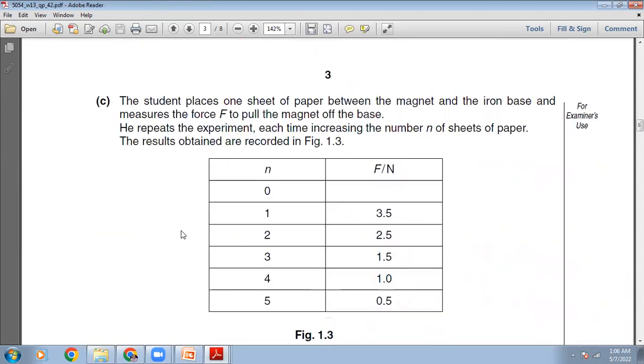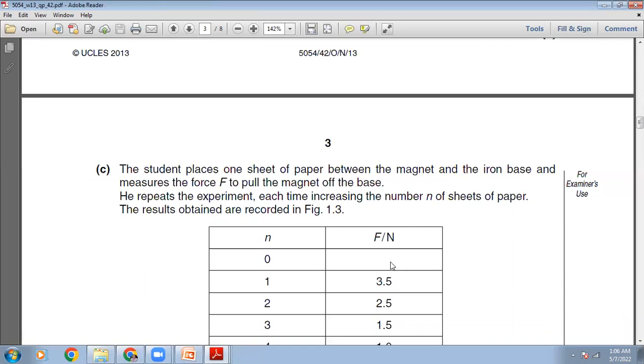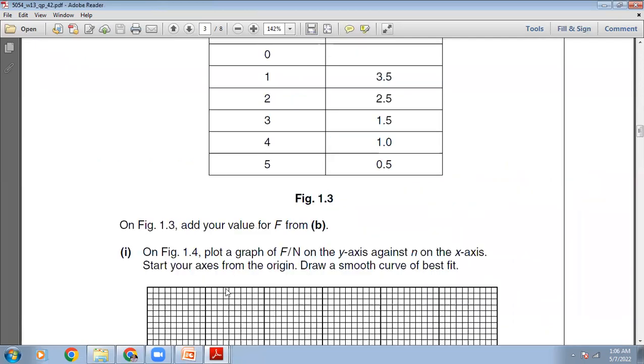Okay. So the next question, he says the student places one sheet of paper between the magnet and the iron base and measures the force F to pull the magnet off the base. He repeats the experiment each time, increasing the number n of the sheets of paper. The results obtained are recorded in figure 1.3. So it is 5.5 Newton. So note down here 5.5 Newton. On the figure 1, add your value of the B.